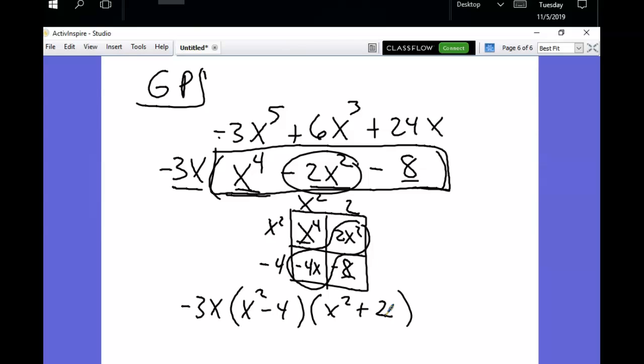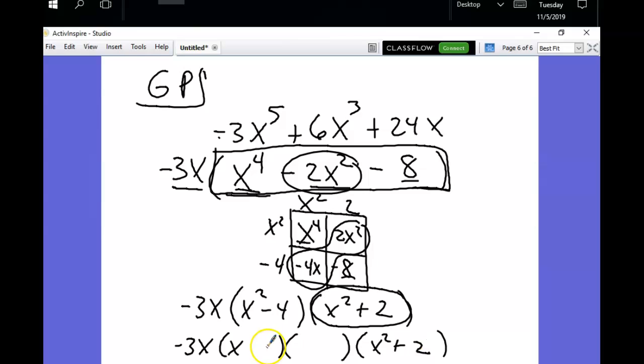You're right. This one's not a difference of squares because it's a plus. So we get x something, and then the x squared plus 2 stays the same. So this is going to be x and what? And are these differences of squares now? No, so we're done. There's no more factoring that can be done. So that's another multi-step factoring problem.